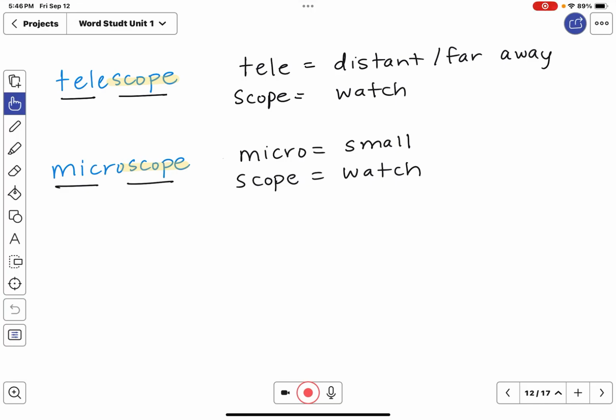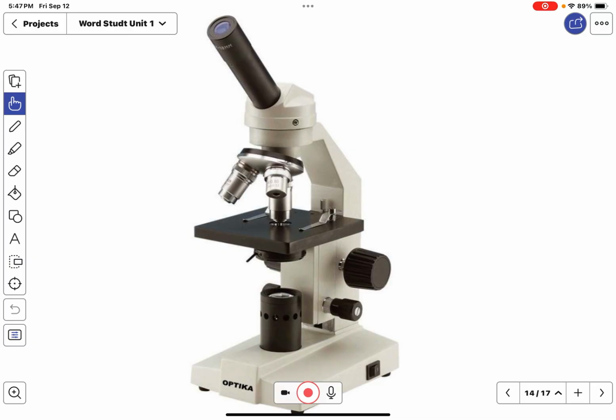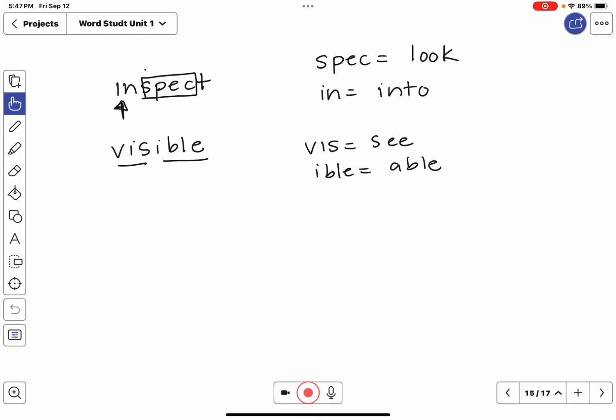Take a look again at the roots scope and spect. Remember the other day when we took a look at the root scope, scope meaning to watch, and we looked at examples like telescope, to see something far away, and microscope, meaning to watch something that is small. We also looked at the root spect, and here spect means to look. And we are looking at inspect, so we were looking into something and looking at it closely.